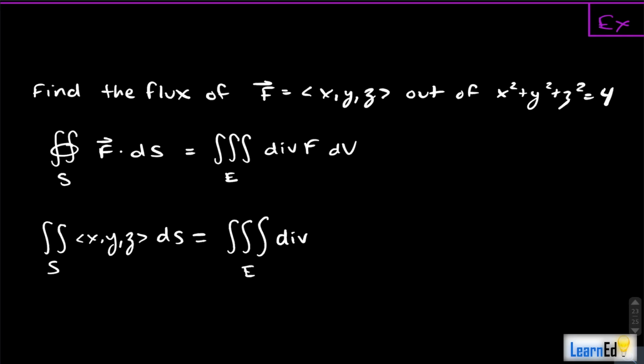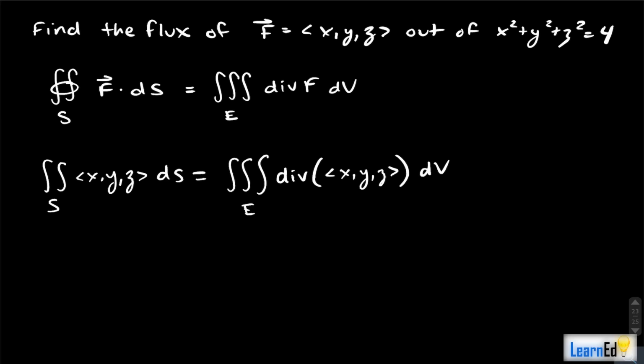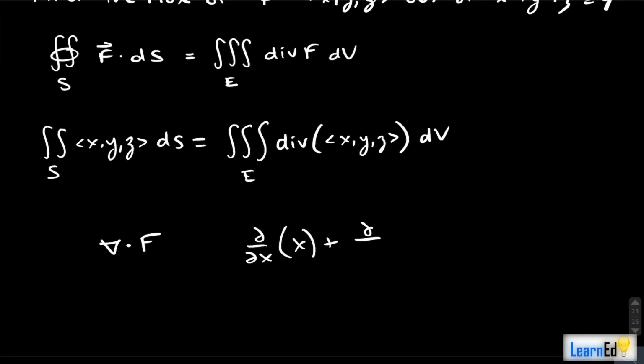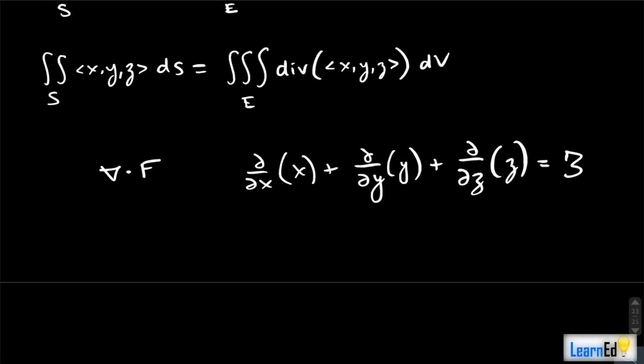as the triple integral over E of the divergence of xyz times dV. If we find the divergence of xyz, we can just do gradient dot F, not cross F, and that becomes the partial derivative with respect to x of x plus the partial derivative with respect to y of y plus the partial derivative with respect to z of z, which ends up giving us 3. The nice thing about this problem is that if you set this up, you just have the triple integral over E of 3 dV.